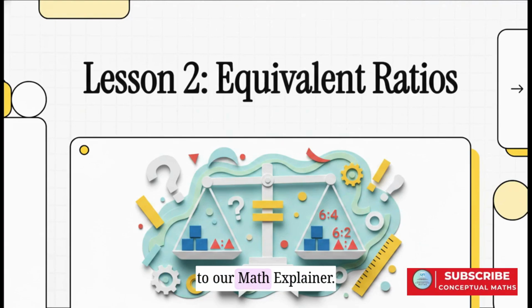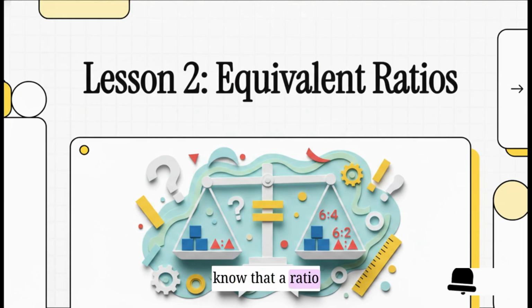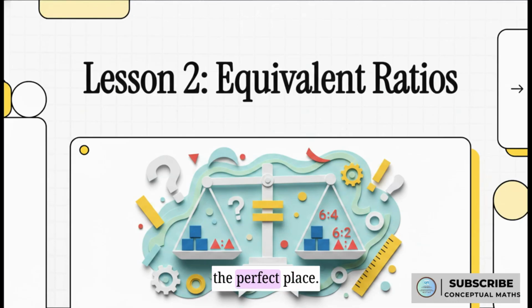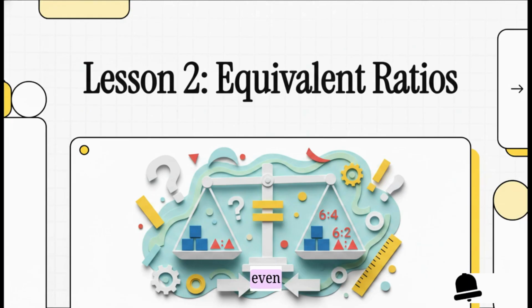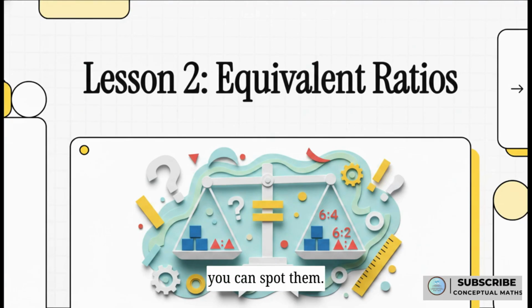And welcome back to our Math Explainer. Today, we're tackling a super cool concept, equivalent ratios. Now, if you already know that a ratio is just a way to compare two different quantities, well, you're literally in the perfect place. We're going to see how two ratios can be perfectly equal, even when they look totally different, and more importantly, how you can spot them.